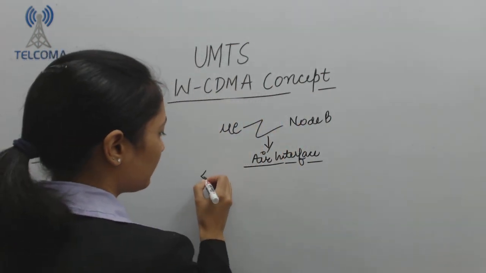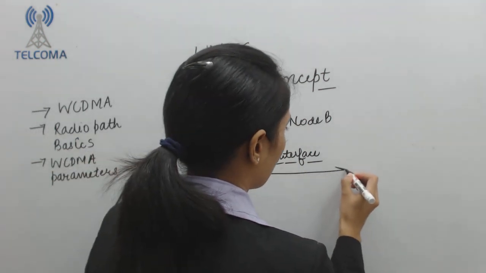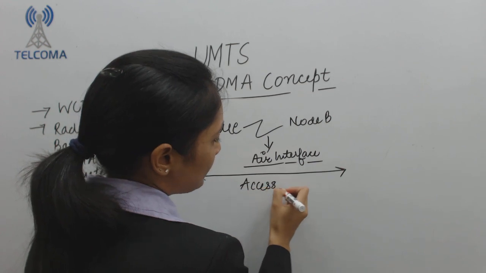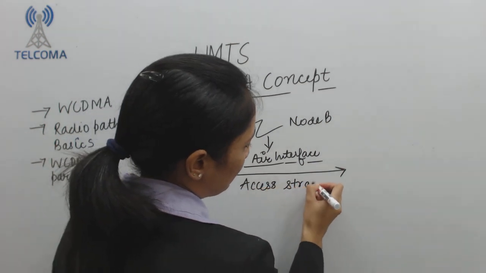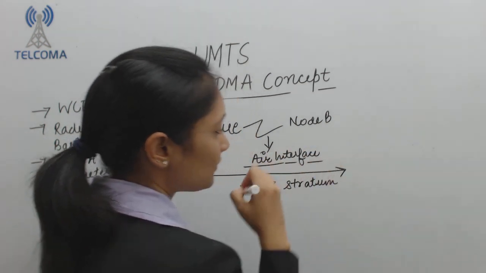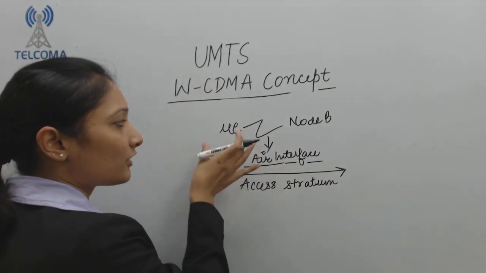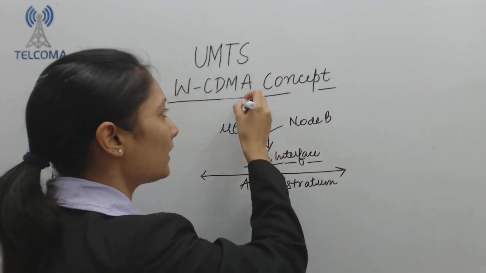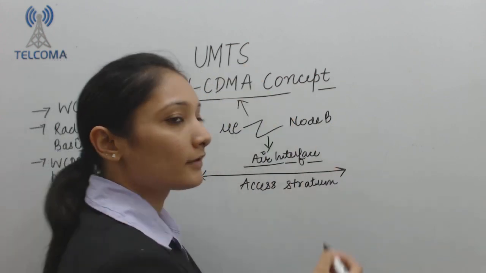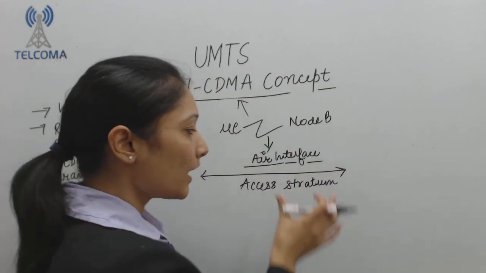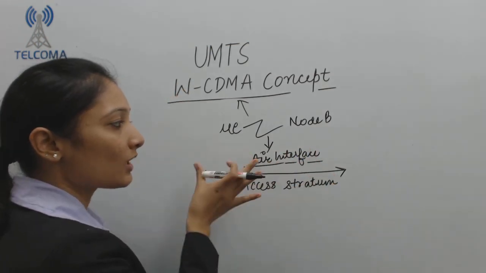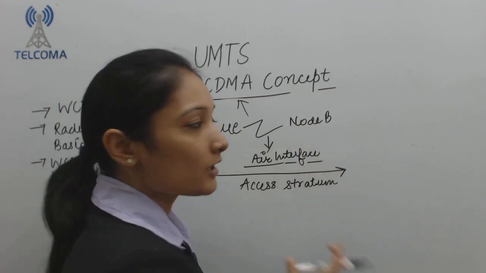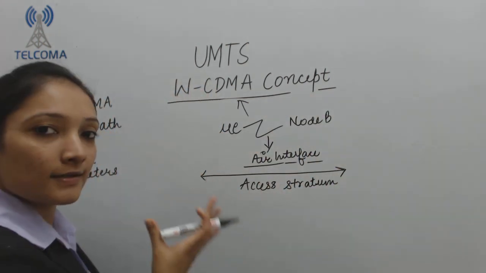Like this, this is our access stratum, because the user is accessing the network with the help of radio access technology. So these are the different protocols being exchanged between the user equipment and the Node B. So this is also referred to as the access stratum.